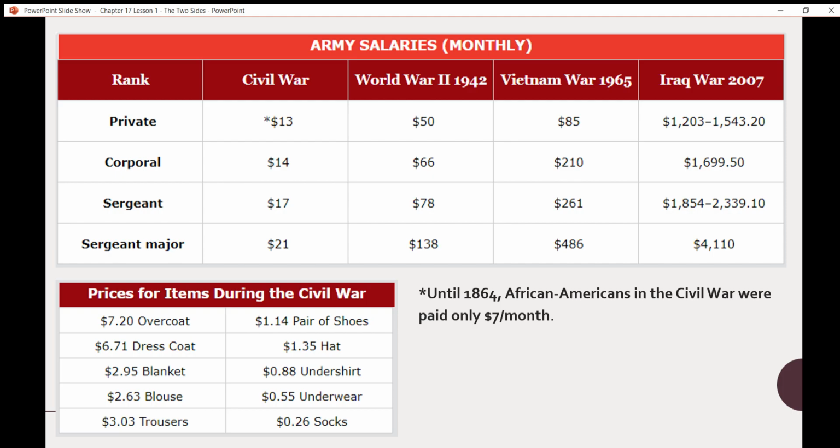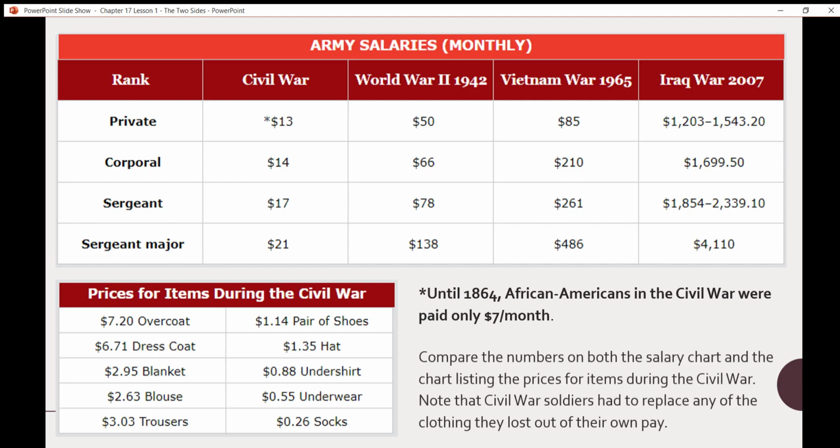These numbers do not add up, especially when we find out that Civil War soldiers actually had to replace any of the clothing that they lost out of their own pay. So if you were a sergeant major in the Civil War, let's say, and you made $21 in 1 month, look at how little that can buy you. I mean, you start to add up some of these items, and quickly you'll see that those $21 unfortunately are spent.